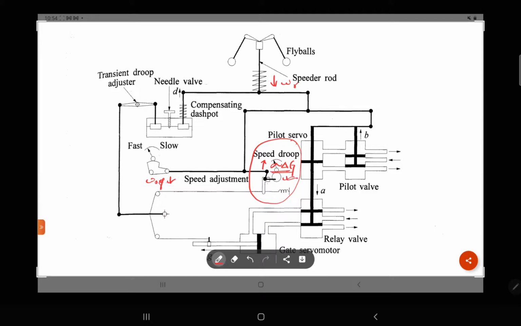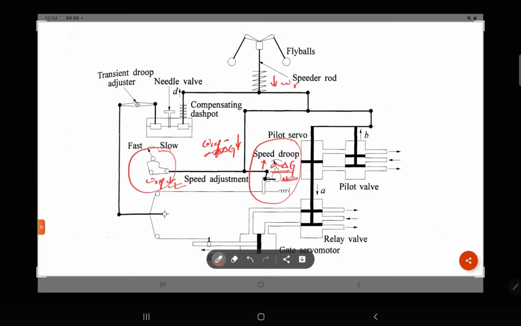From here we are doing the speed adjustment, and with the help of both the speed adjustment and the speed droop controller, we are providing the permanent droop compensation. So here omega reference minus sigma delta g is coming.